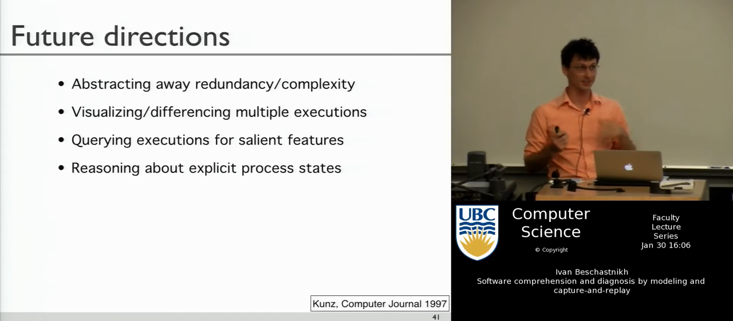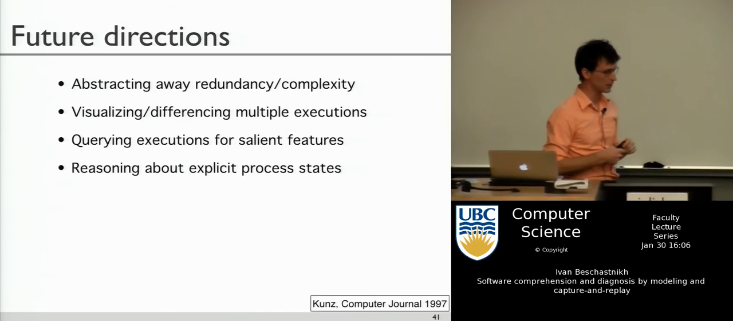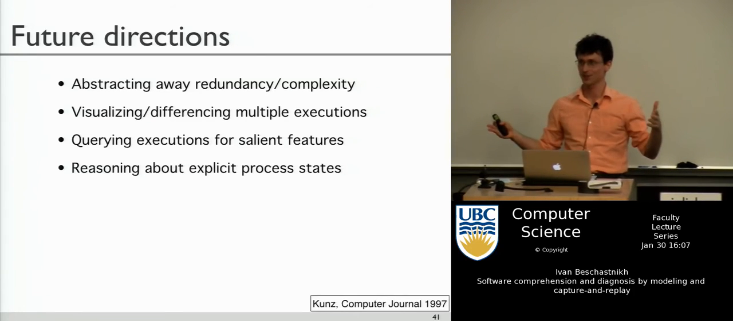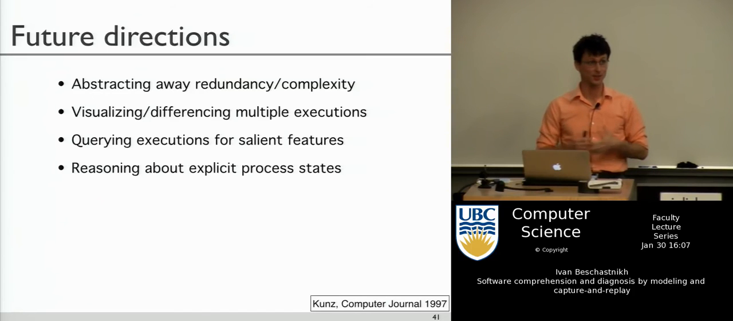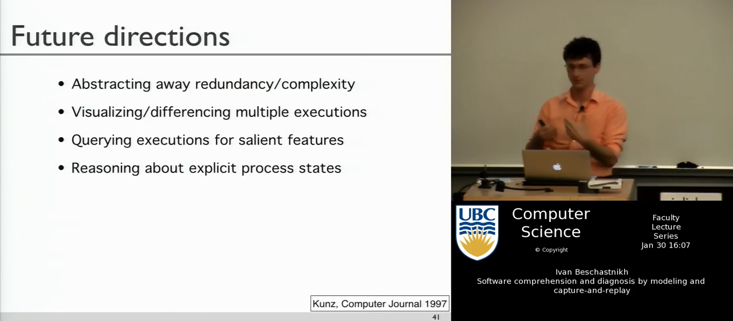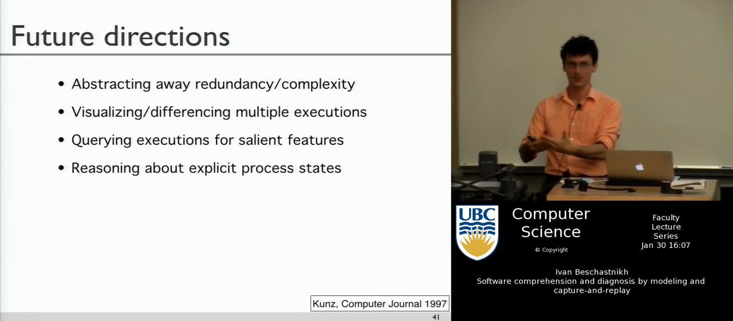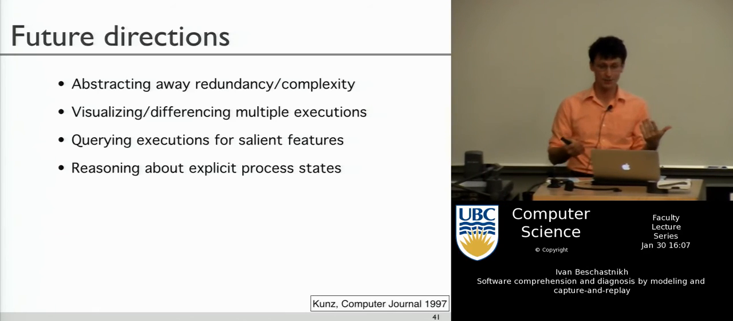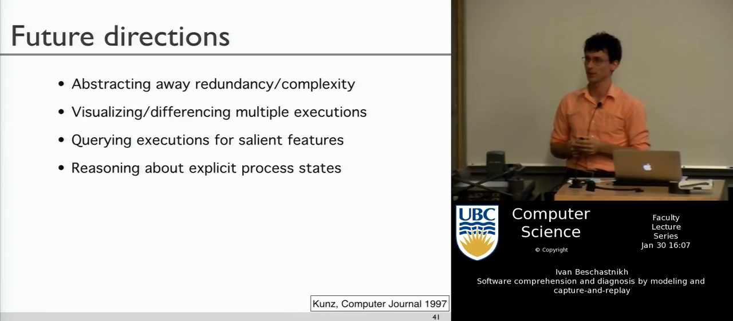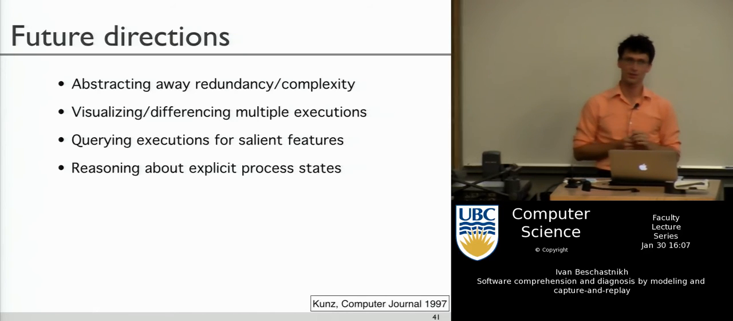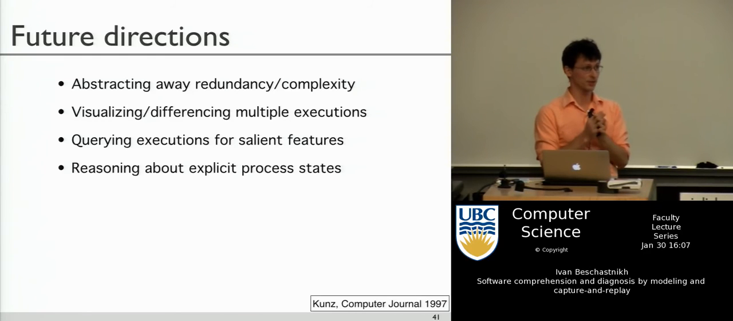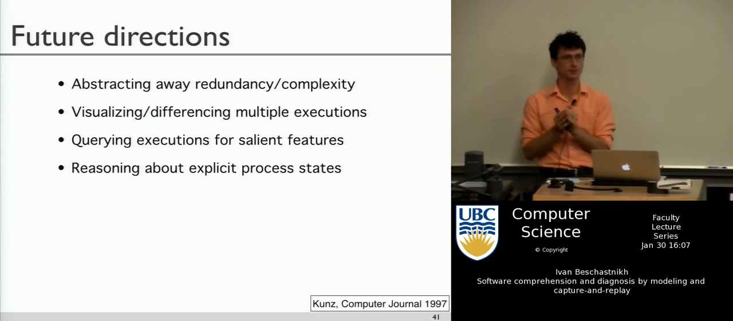So it turns out that for a distributed system, usually you're collecting a bunch of traces. And your traces tend to be very large. Like for Hadoop, you might have a cluster of 30 nodes. Each of those 30 nodes is producing a bunch of data that you need to analyze. So the interesting future directions here are, first of all, how do you abstract away redundancy or complexity from your log? So you may be interested in just a few features in your log. Or you have multiple nodes that are doing the same thing, so you can merge all of their timelines. Or you have events that always occur, so you can always shrink the events, kind of bundle them together.